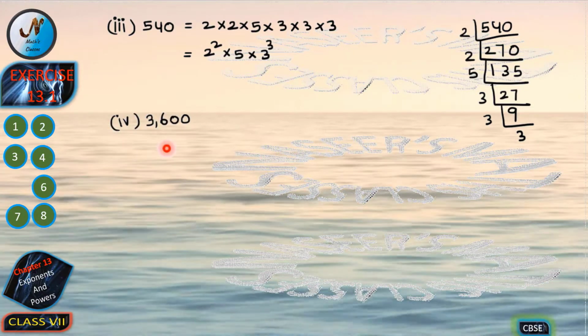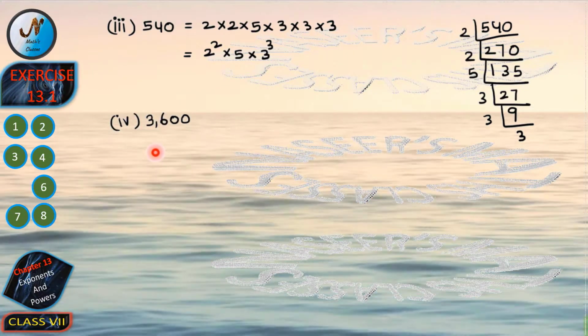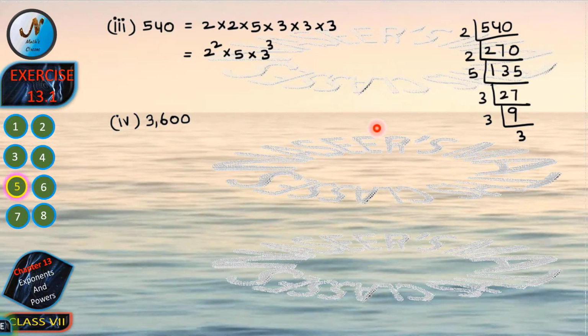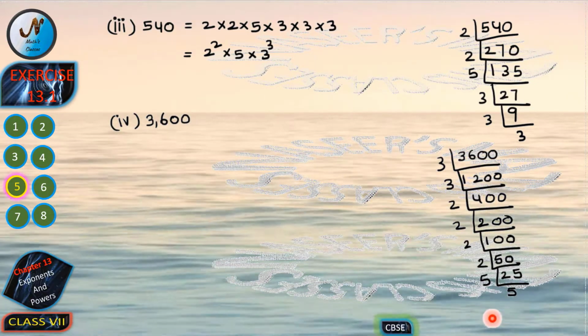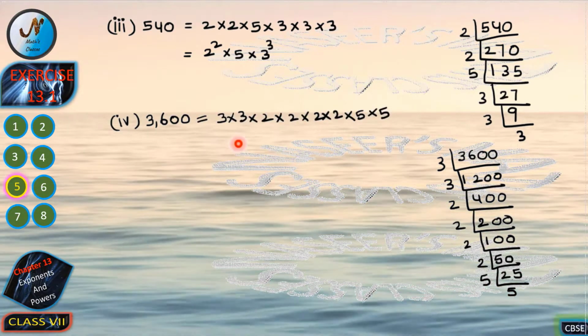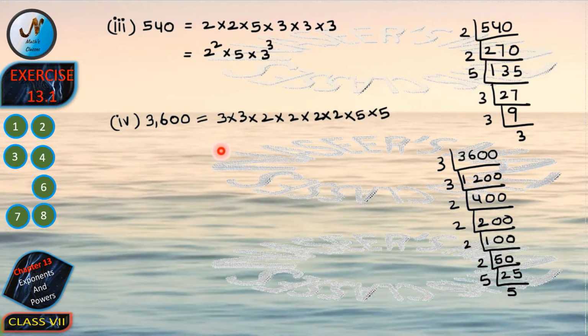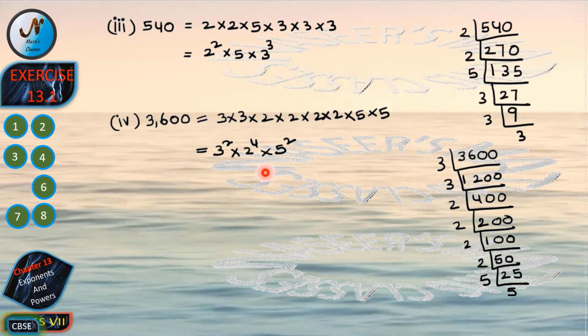Next, fourth one 3600. To find the prime factors, we have to divide with the prime number. So after dividing, we get 2 3s and 4 2s and 2 5s. So 3600 is written as 3 square into 2 power 4 into 5 square.